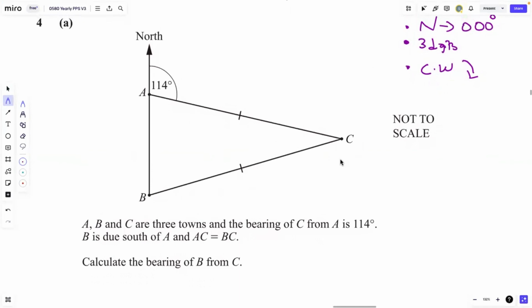Now, ABC are 3 towns that we have, and the bearing of C from A, where 'from' means the point from where the bearing should start, the north, is 114, that we can see. And then B is due south of A. When something like this is written, due south of A, this means that it's literally below that, a complete straight line. So the AB line is a complete straight line. Using that logic, I can figure out this angle. This angle is just going to be 180 minus 114 because on a straight line, the sum of angles is 180. So I'm just going to do this and I'll get 66.